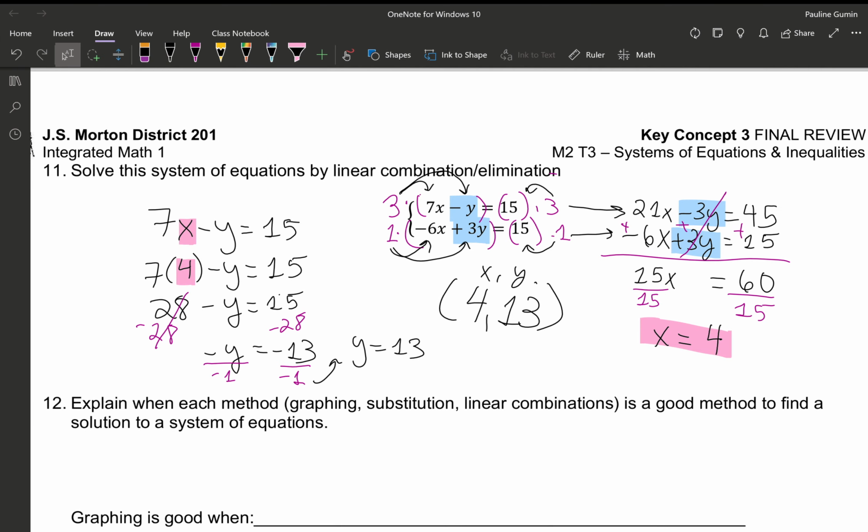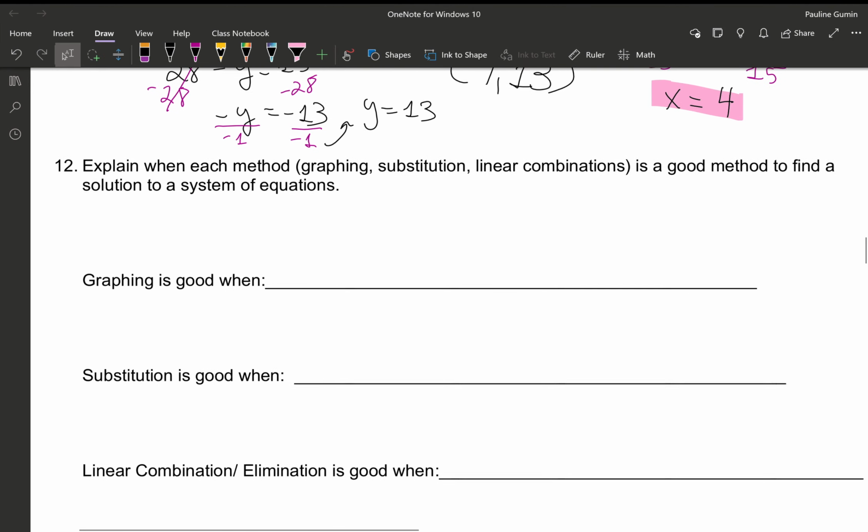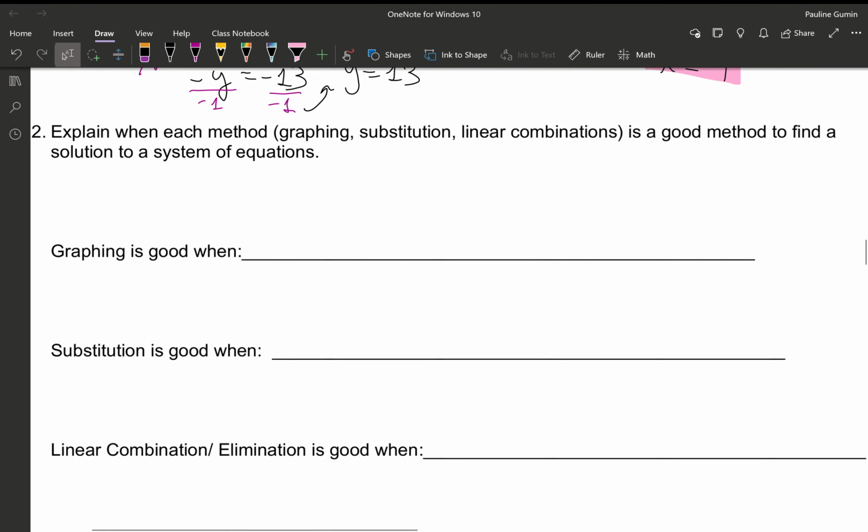All right, let's take a look at number 12. Let's explain when graphing, substitution, or elimination are good to use for systems. Graphing is good when both equations are y equals, because then it's really easy for us to see what the slope is, what the y-intercept is. It's easy for us to use graphing utilities to graph them. So just plop them in, and they are graphed, and then we can see the type of solution we have.